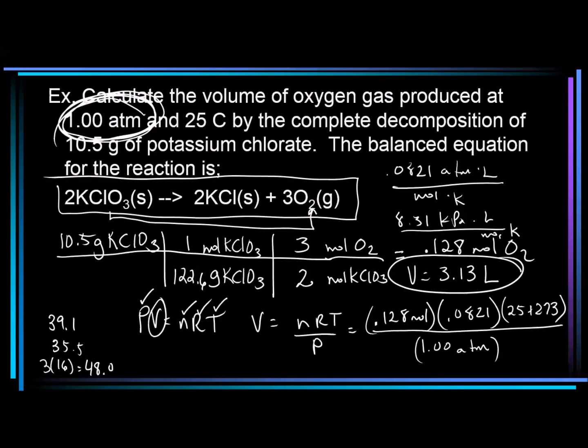Now, what if I give you the volume at non-standard conditions and I ask you to convert to grams? You have to go backwards. So you use the ideal gas law first and then train tracks.